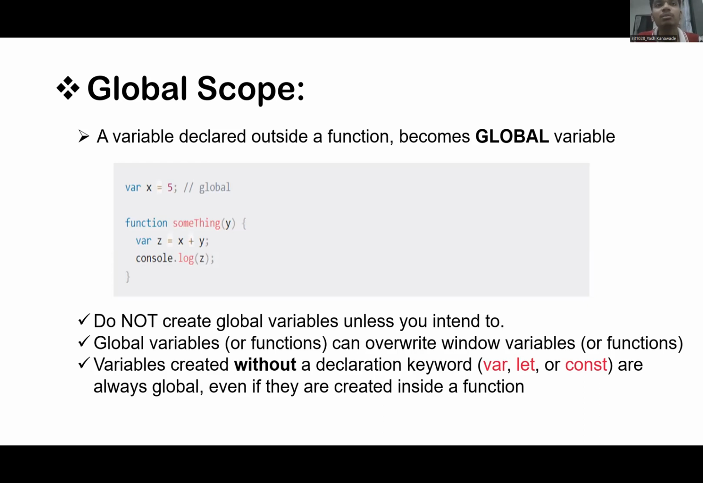Then there are some things which should be remembered. First, do not create global variables unless you intend to, because global variables can override the window variables or functions. Then, variables created without a declaration keyword, that is var, let, or const, are always global. Even if they are created inside a function, they will be considered global.